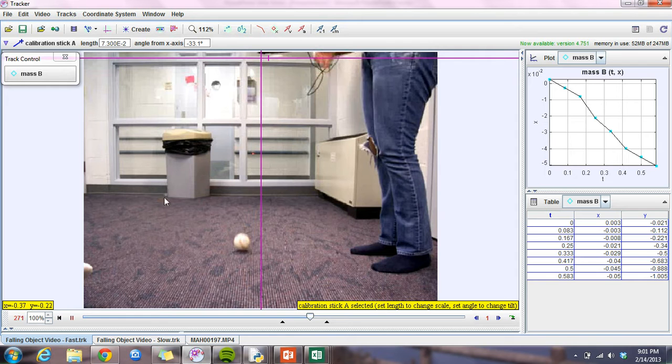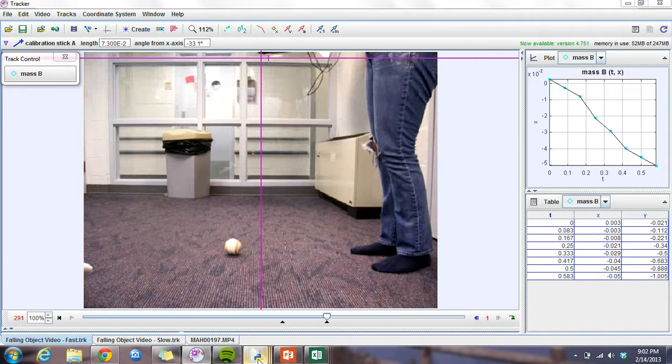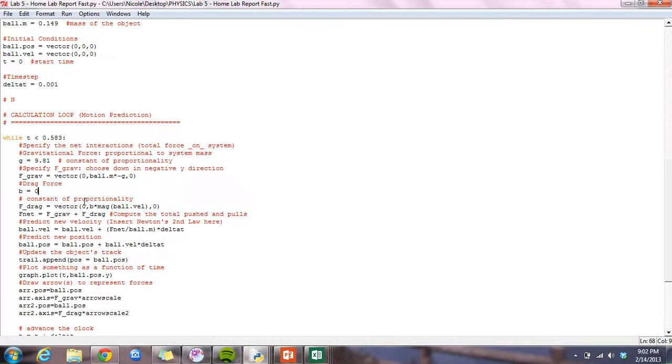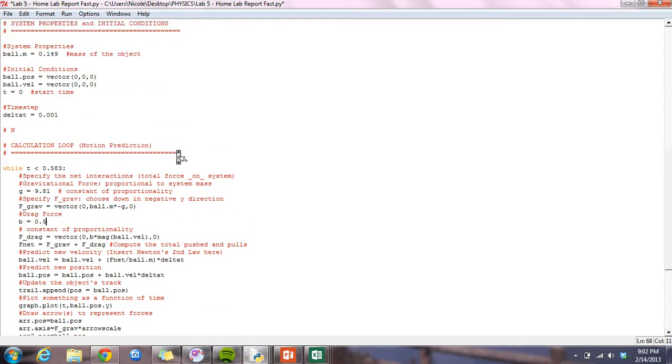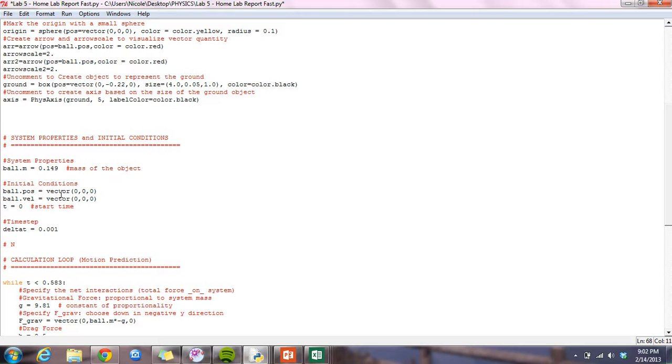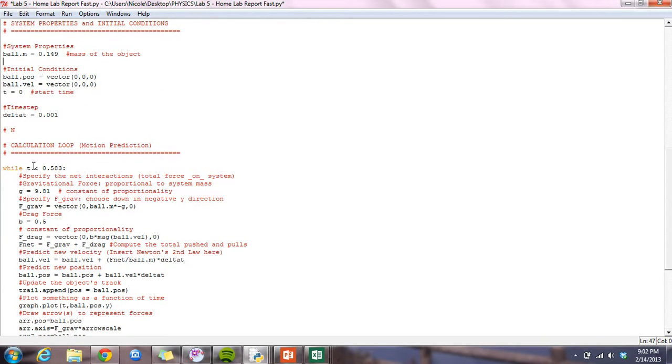And so as you see the ball traveling, we see that the ball traveled about this distance in that amount of time. So when we model this in Python, here we have the mass of the ball, which is 0.149 kilograms, and the duration of the time that the ball fell, which is 0.583 seconds.